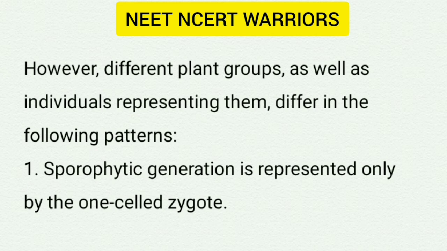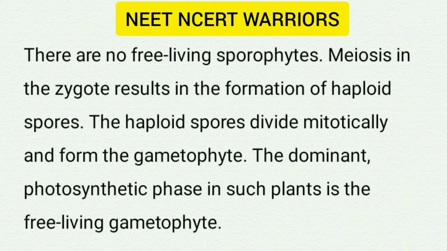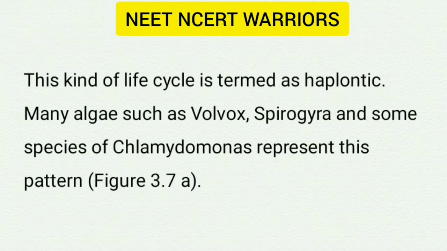First, one sporophytic generation is represented only by the one-celled zygote. There are no free-living sporophytes. Meiosis in the zygote results in the formation of haploid spores. The haploid spores divide mitotically and form the gametophyte. The dominant, photosynthetic phase in such plants is the free-living gametophyte. This kind of life cycle is termed haplontic. Many algae such as Volvox, Spirogyra and some species of Chlamydomonas represent this pattern. You can see in figure 3.7a.